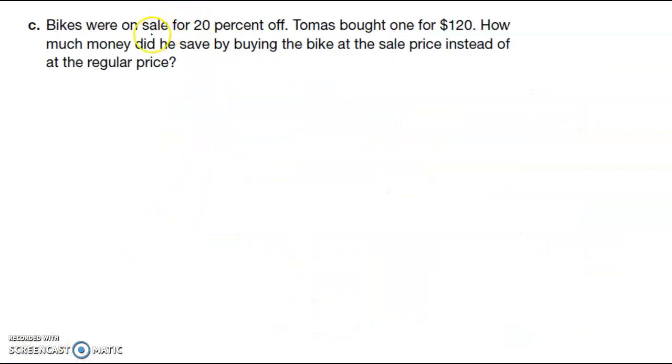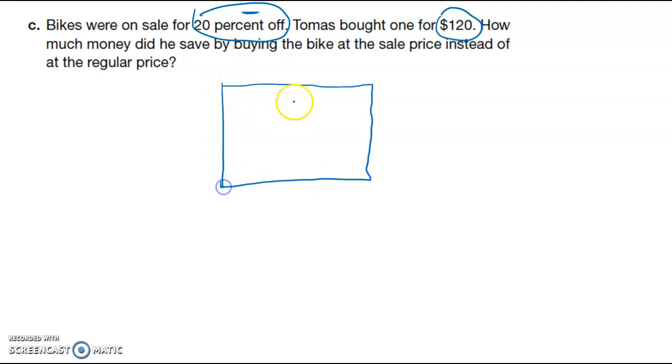Okay, bikes were on sale for 20% off, so this is a subtract. We're going to take off the 20%. Thomas bought one for $120. How much money did he save by buying the bike at the sale price instead of the regular price? Now this is interesting because we're not looking for the sale price. We're not looking for the regular price, but we're looking for the difference between the two.